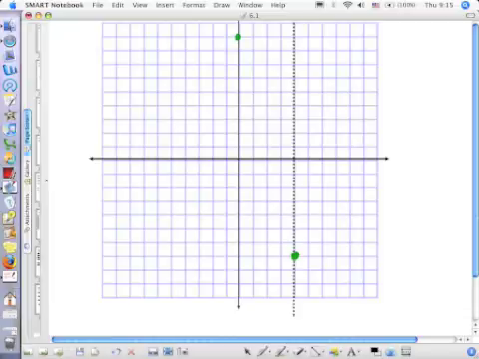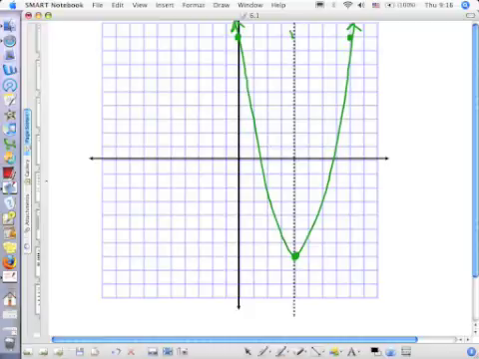If this is 4 units away on the left, then I'm going to have a point 4 units away on the right. Okay? And so now all I have to do is connect the dots and make sure it's a U and not a V. And that's your final answer.